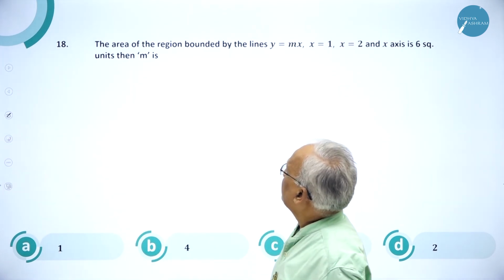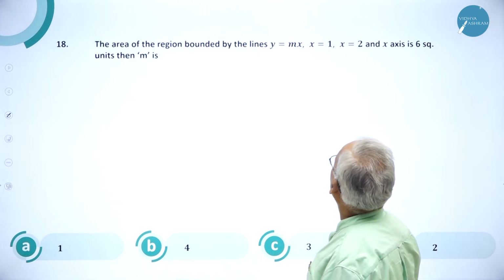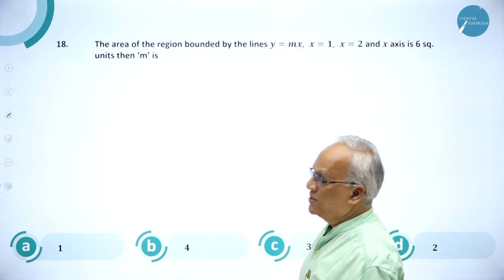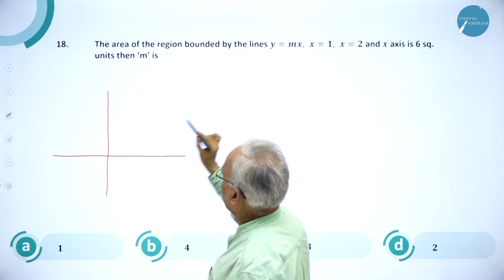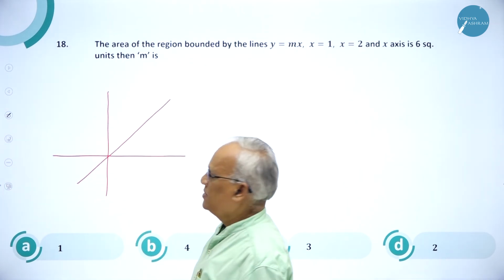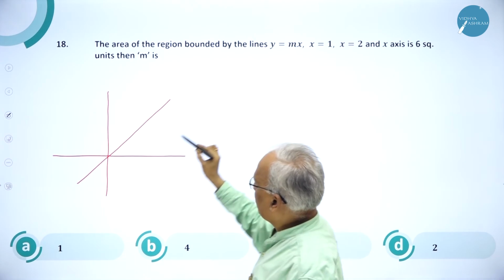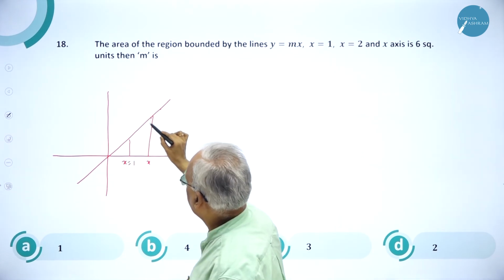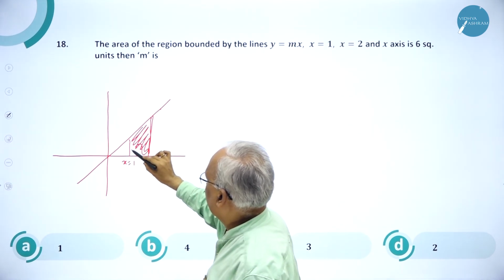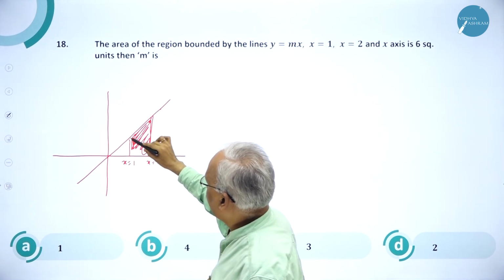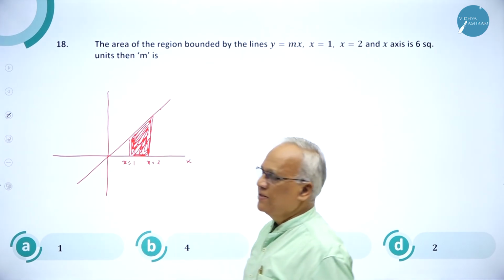The area of the region bounded by the lines y equal to mx, x equal to 1 and x equal to 2 and x-axis is 6 square units. Okay, please see, you have y equal to mx, it's a line passing through the origin, slope is m. Area bounded by the line y equal to mx, and the next lines x equal to 1 and x equal to 2 and x-axis. See, this bound is given. From one side the line and x equal to 1, x equal to 2, this and x-axis. So, this area is asked.